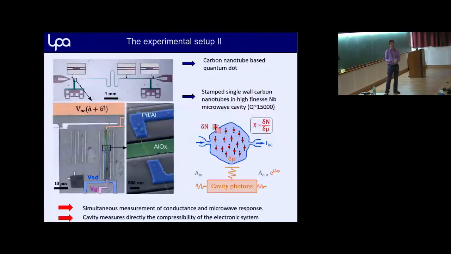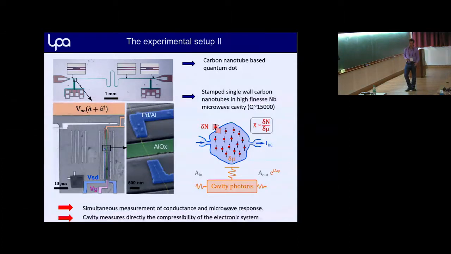So the setup is very similar to what I explained to you, except that we will not shine a large power AC drive on the Kondo cloud. We will just apply a DC bias in the linear regime, just to reveal the Kondo peak, and look at the transmission of the microwave signal between the left port and the right port of the microwave cavity. And essentially, we will measure simultaneously the conductance and the microwave response and see whether we can learn from that what I told you.